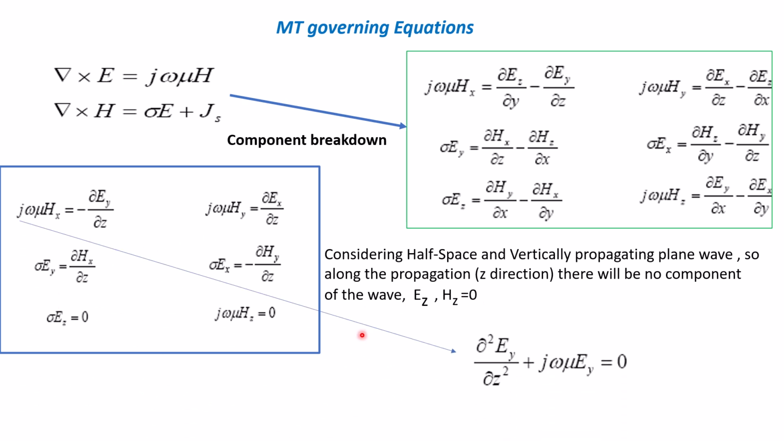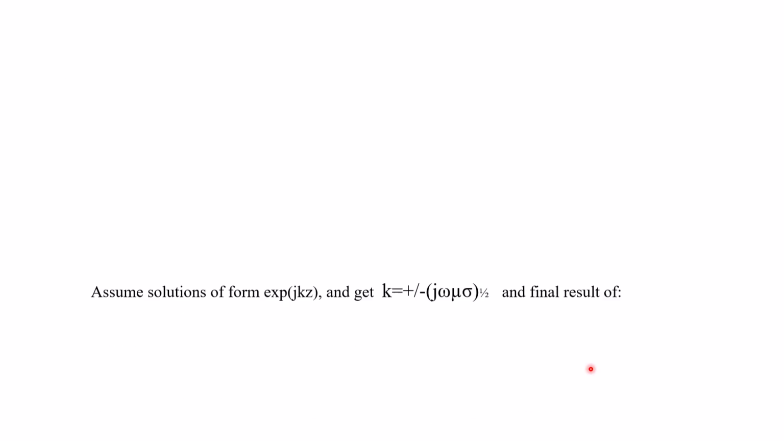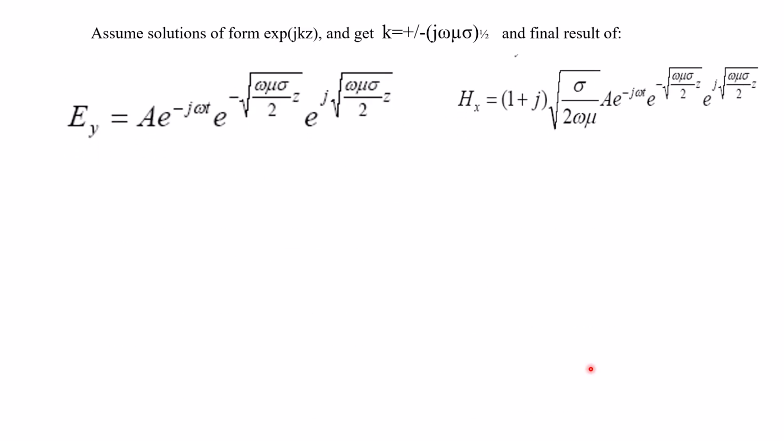And from that you can have the second order partial differential equation, that is almost like ∂²Ey/∂z² plus jωμσ. So we can assume the solution in the form of e to the power ikz, and with this value we can get the final result.